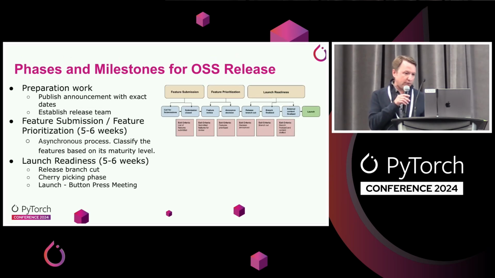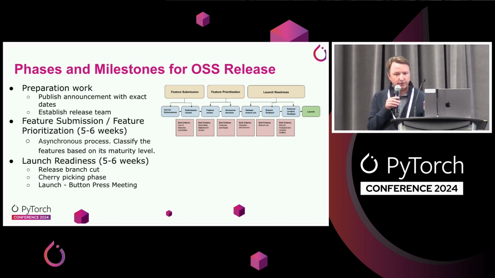So those are the phases and milestones for OSS release. It starts with the preparation work, when we publish the announcement of when the release is going to be starting, when we're going to be releasing. We establish a release team. The release team is typically 2 release engineers, a documentation engineering team member, a POC for release notes, a marketing person, and a partner engineering person.